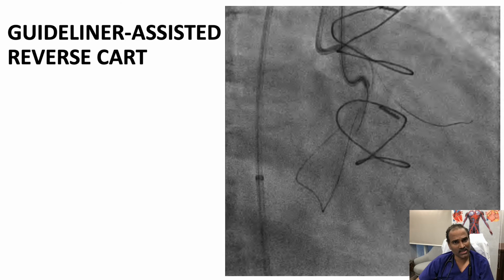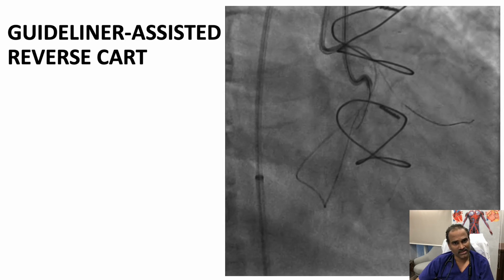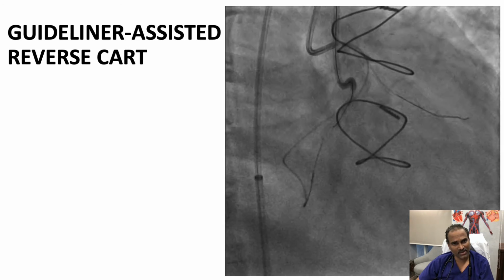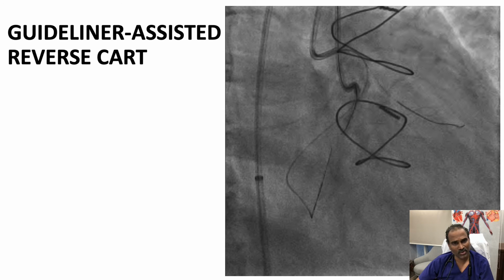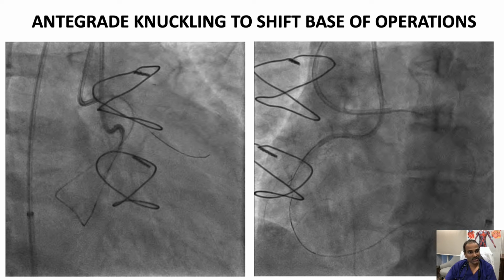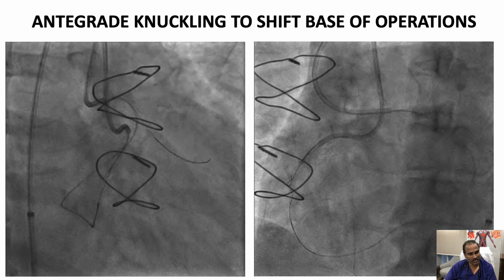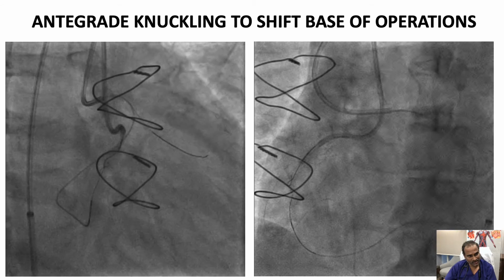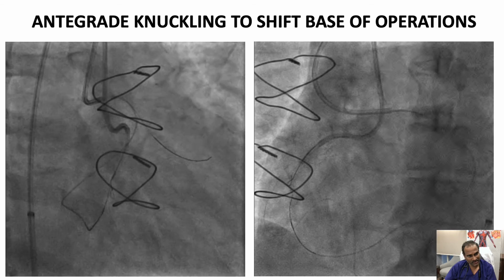When I looked in an orthogonal view, you can see this is where the Guideliner is, but my retrograde wire is quite posterior. So antegrade and retrograde wire gear is coming into two different planes, which is causing a difficult reverse CART. So then I thought of shifting the reverse CART into the distal area, shifting the base of operations into distal RCA, so that it becomes easy.